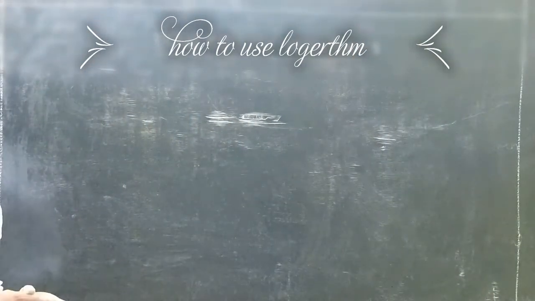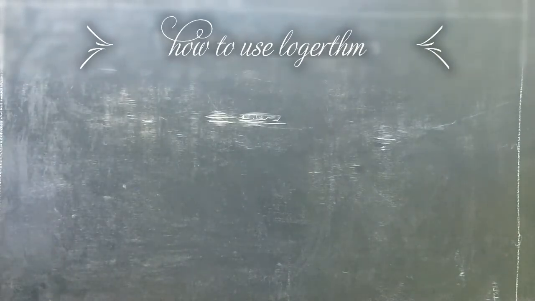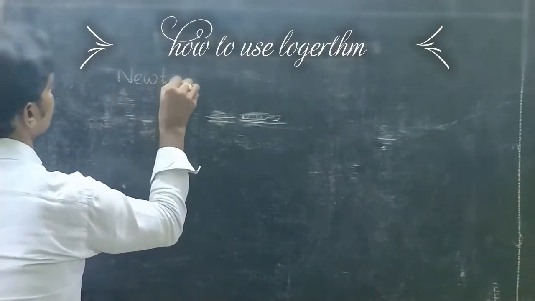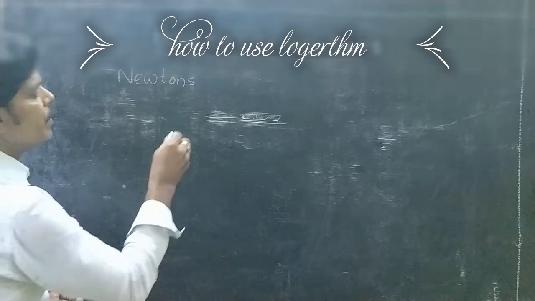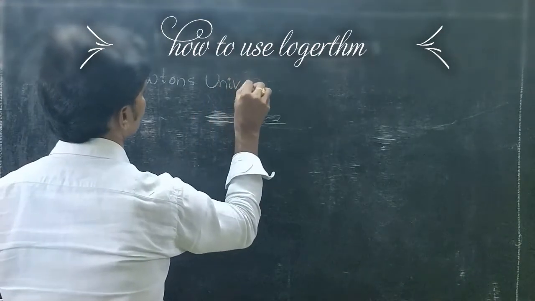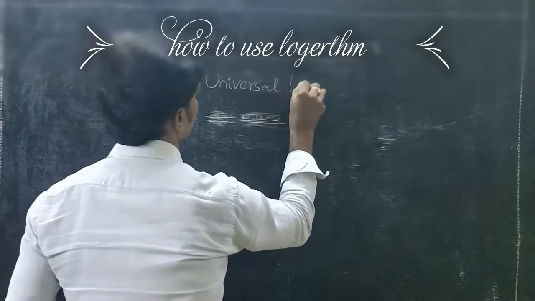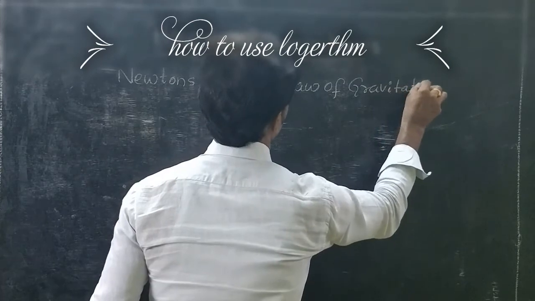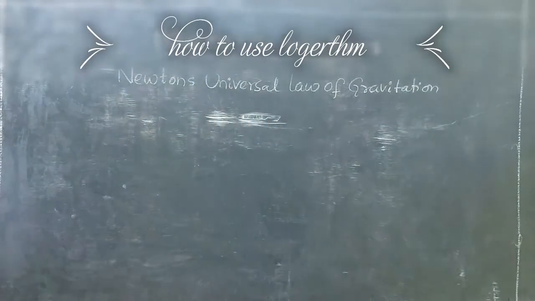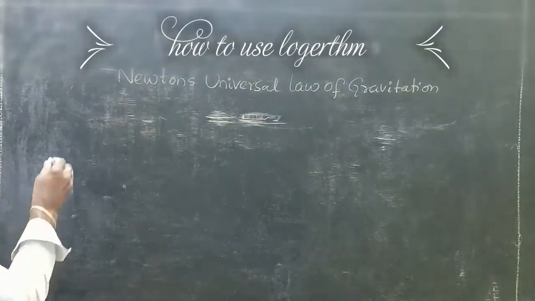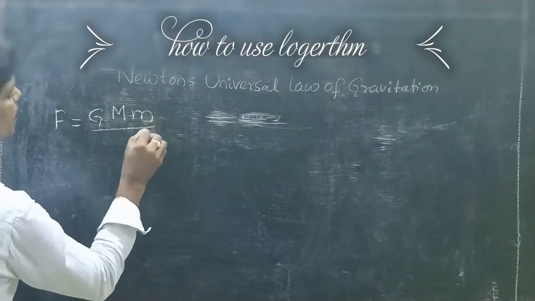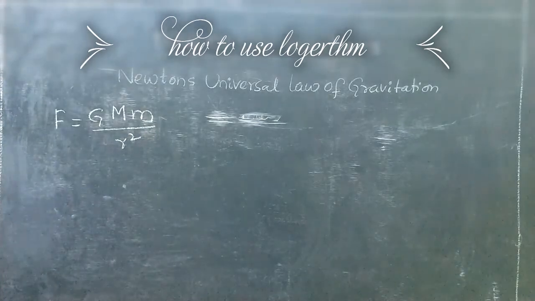First of all, I want to take a formula, Newton's universal law of gravitation. What is the formula for this? F is equal to G capital M into small m by r squared. Do you know this formula?